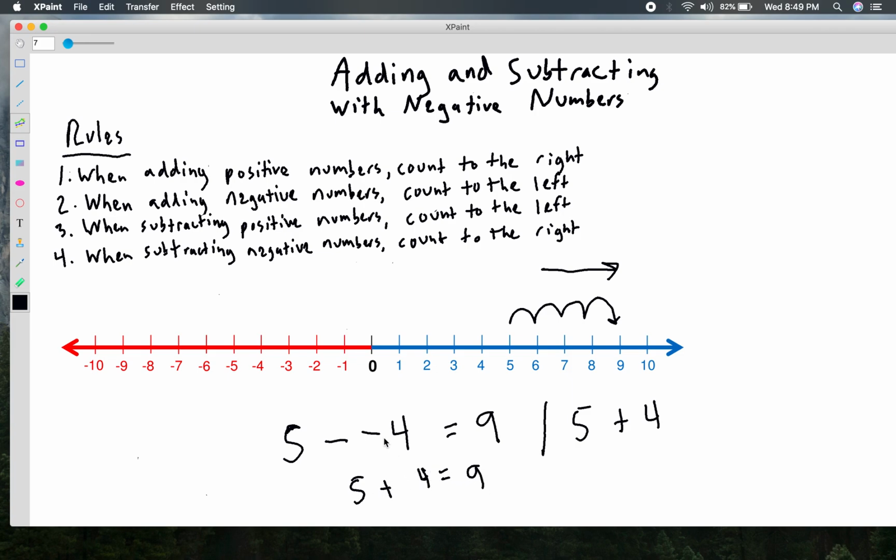So that is when subtracting negative numbers, count to the right. So whenever you see this sort of situation, subtracting a negative, that is the same as adding a positive, okay? If you follow the rule, when subtracting a negative number, count to the right, you will not be fooled, okay? Let's do a few more of this one.